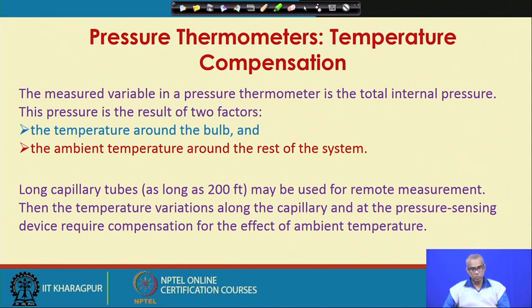Long capillary tubes as long as 200 feet may be used for remote measurement. Then the temperature variations along the capillary and the pressure sensing device will be significant, and it will require compensation for the effect of ambient temperature.